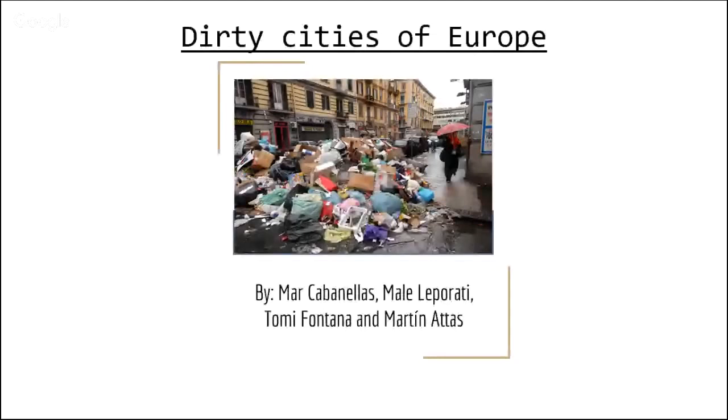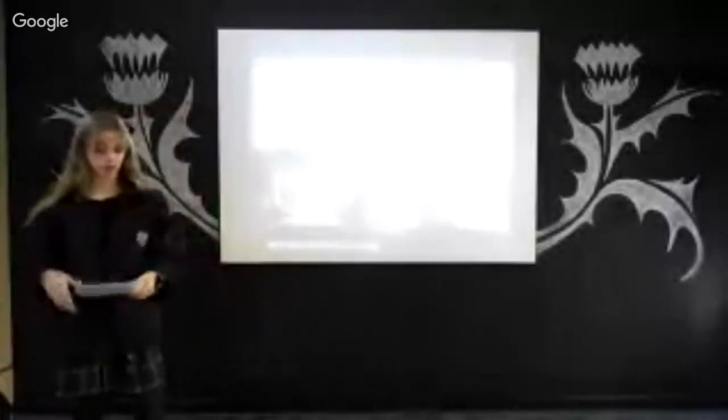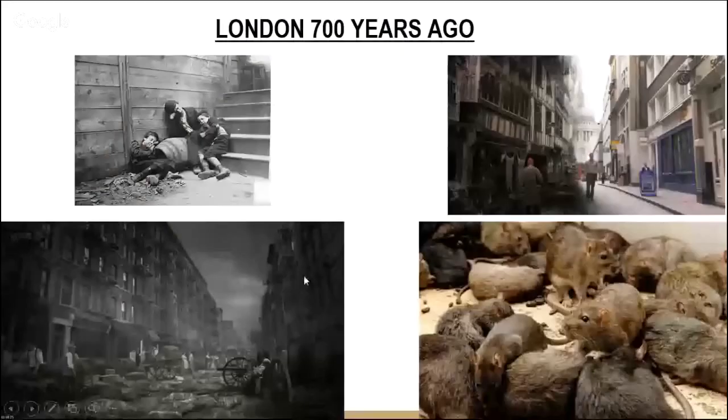Now we're going to talk about dirty cities of Europe, specifically of London. This was London 700 years ago, and the reasons why London is now a dirty city are the following. Inhabitants of medieval London produced 50 tons of excrement a day, and as you can see, there were no pavements. People walked on bare earth, but the ground was covered with excrement as well as animal entrails and rotting food.